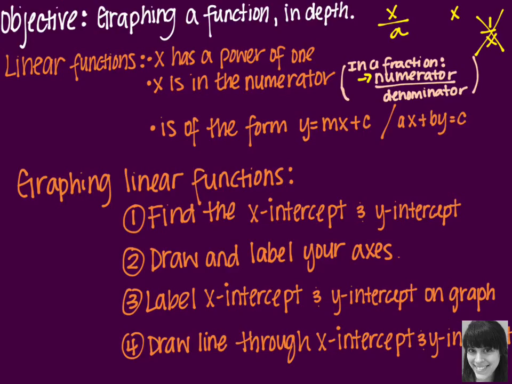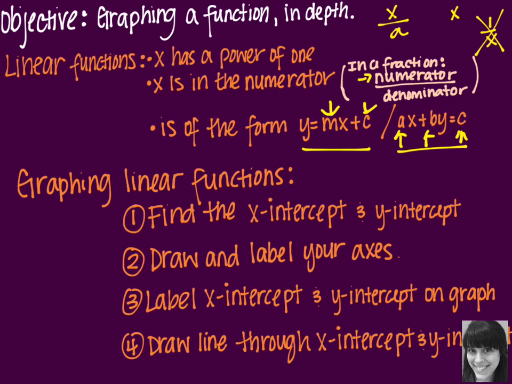And your linear functions are either in this form or in this form. So it's y equals mx plus c. M we'll talk about later, and then c is just some number. A, b, and c are just variables representing some number. X and y are my input and output. Okay? So, graphing linear functions.